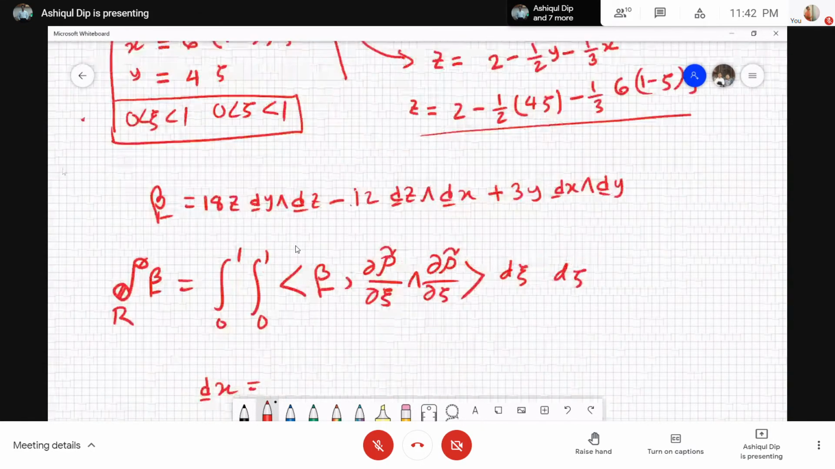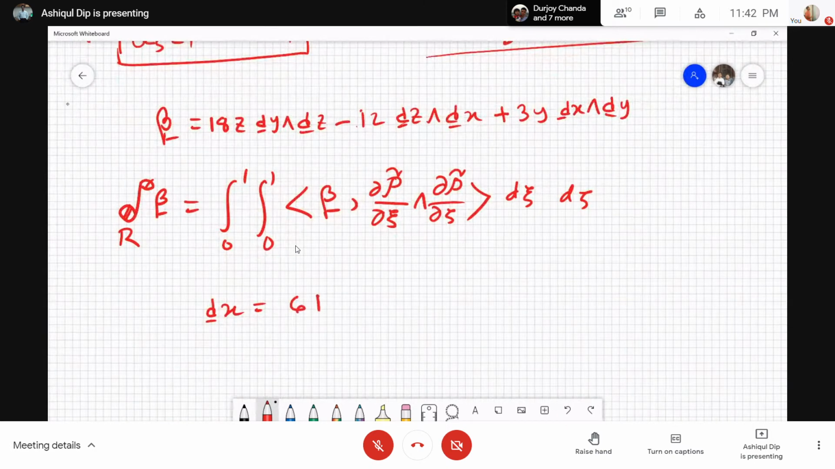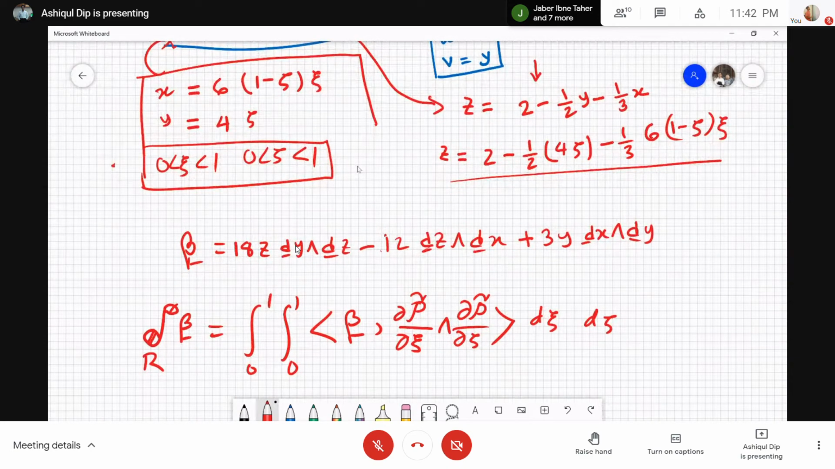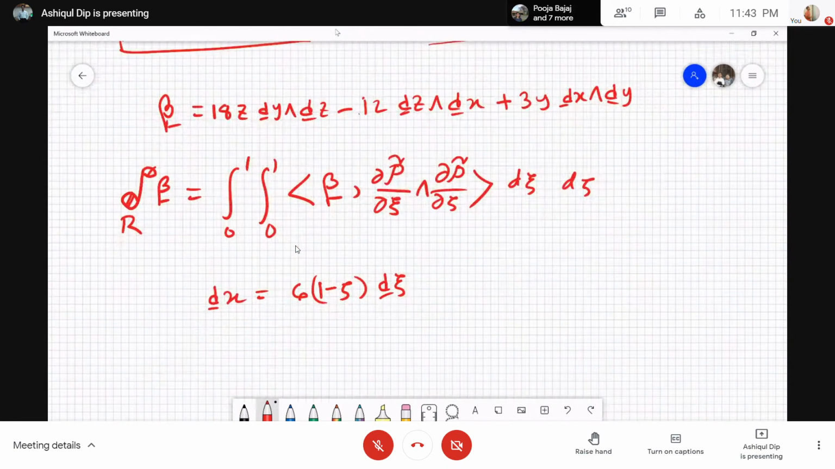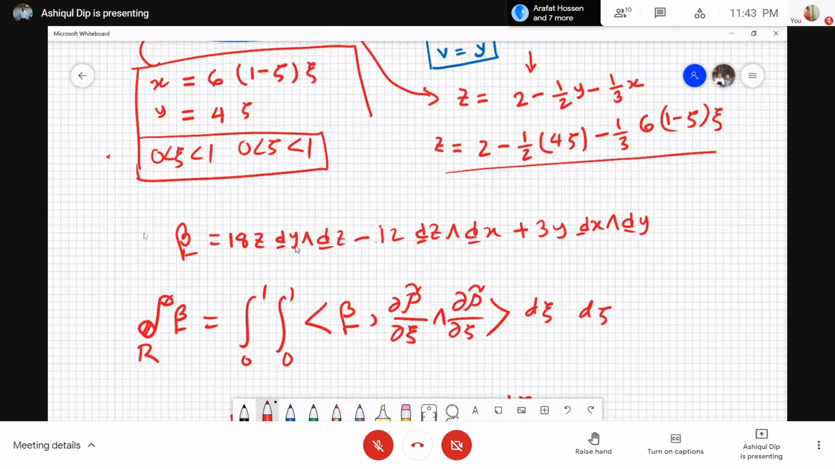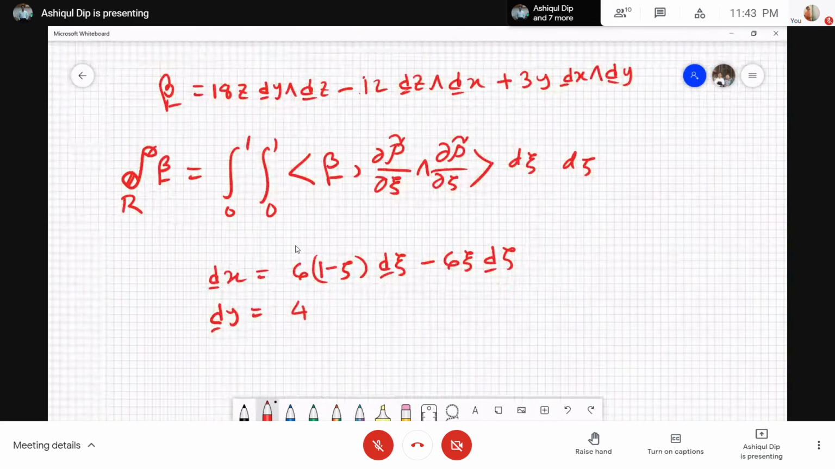Dx would be 6 (1 minus zeta) d xi, then 6 xi minus 6 xi d zeta. Is that correct? Yeah. Okay, then dy is what? It's the simplest one, right? It's just d zeta. And then dz, what's that?